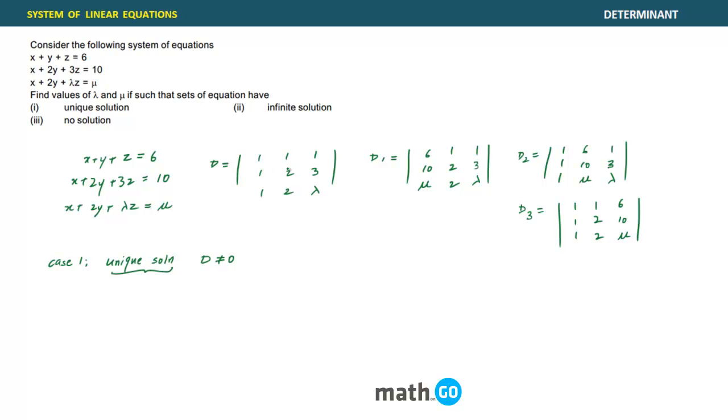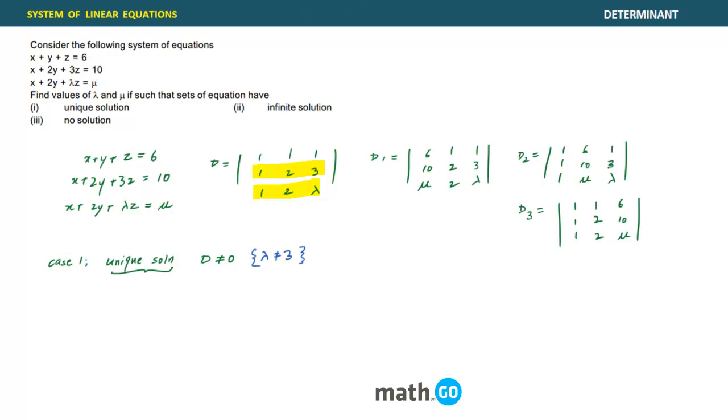If you look at this d, something is very clear: row 2 and row 3 here are actually almost the same. If lambda is not equal to 3, then I can assure that d is not equal to 0. So when lambda is not equal to 3, d is not equal to 0. This is the answer we were looking for, the unique solution.